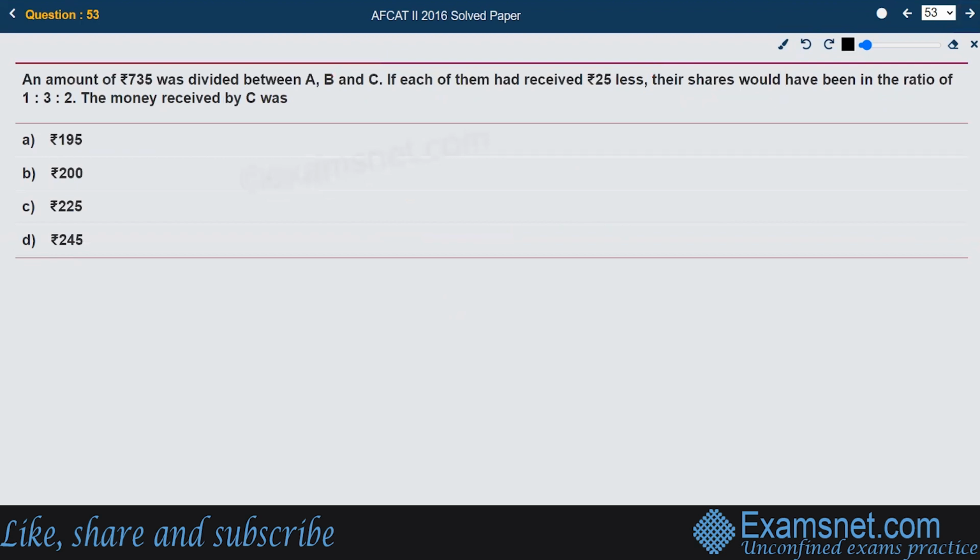Question 53: An amount of 735 rupees was divided between A, B, and C. If each of them had received rupees 25 less, their shares would have been in the ratio 1:3:2. The money received by C was.